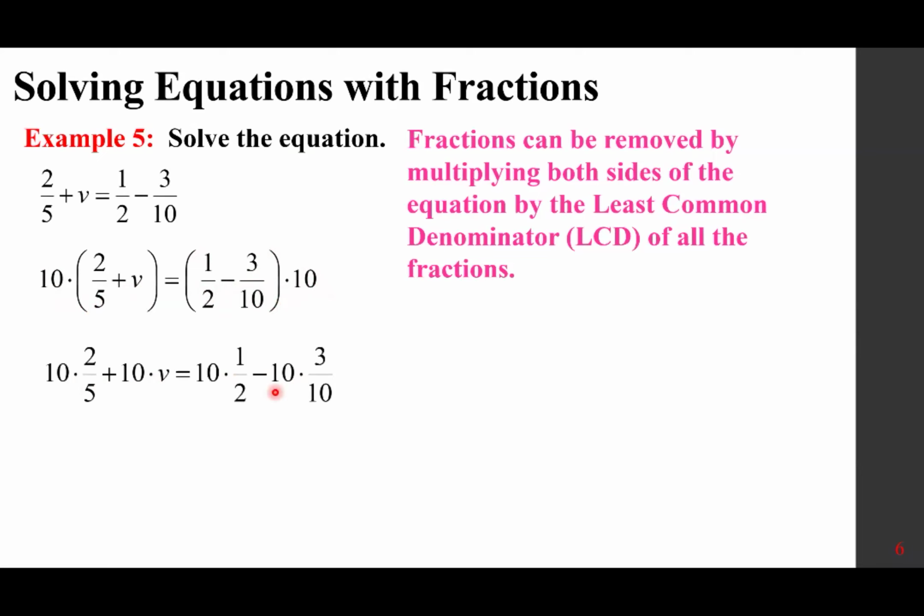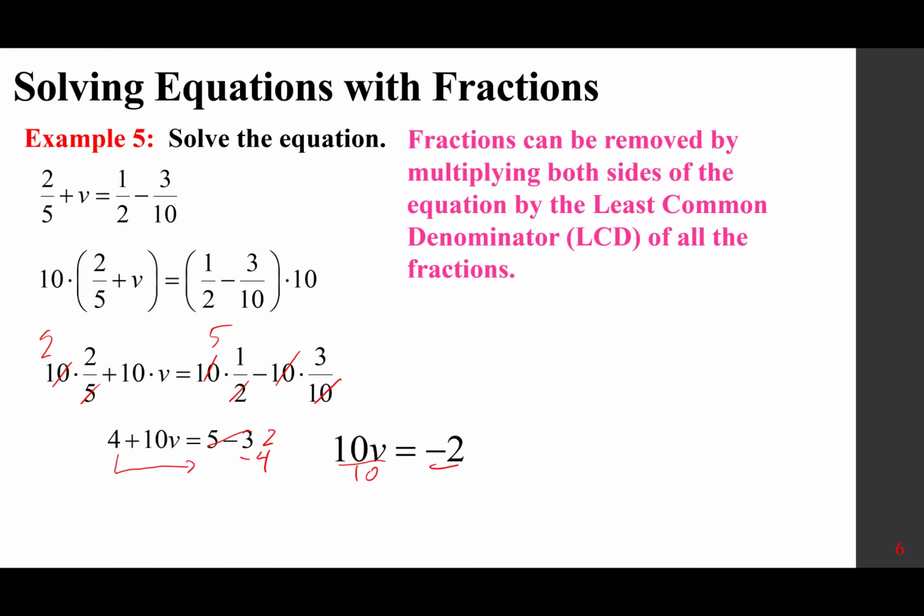Now, normally, I'm going to skip that and go to the next step. But just to show you, this one cancels out this one. You get 2 times 2 is 4. This one cancels out this one. You get 5. This one cancels out this one. You get negative 3. And obviously, this is 2. Move the 4, subtract it from 2. You get negative 2. Divide by 10, and you get negative 2 over 10 equals negative 1 over 5.